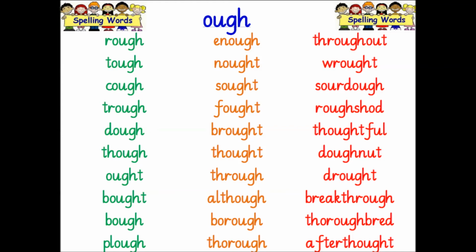Okay, red words. We've got throughout. So throughout the day. Wrought. I'm sure that's a past tense of something, but I can't think what. Anyway, it's used to make things, particularly out of metal. And actually, there's such a thing as wrought iron. So you could have something like a fancy metal gate, and you could say that was wrought iron, because it was made out of metal.